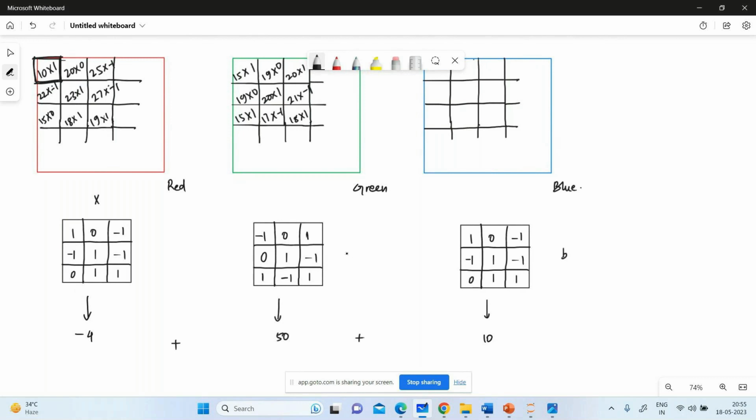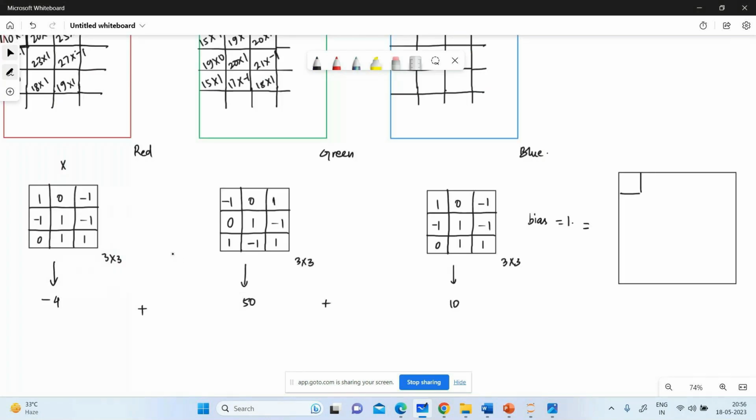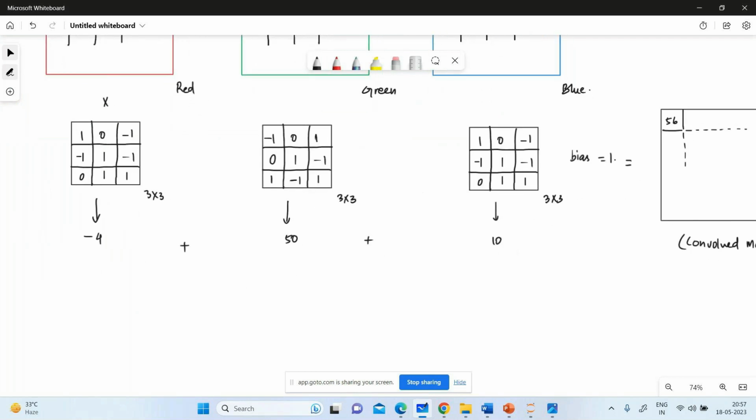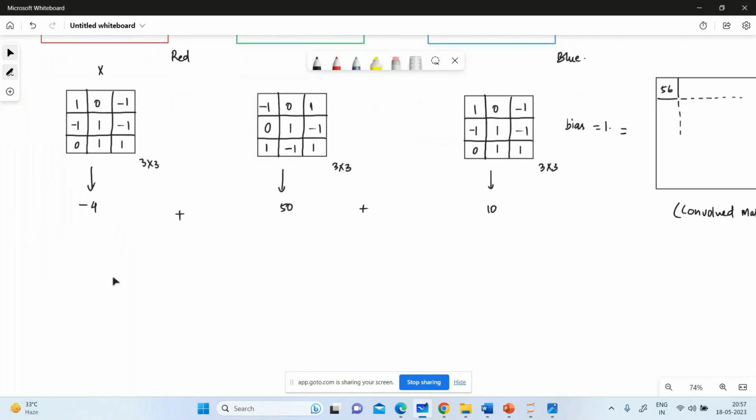There is a concept of bias here as well, and bias will be equal to 1. Bias value is equal to 1. 60 minus 4, we got here my 56 value. Similarly, this will continue to create our matrix. That's my convolved matrix. Now, having the convolved matrix, we need to understand the further steps, which is the requirement of strides.